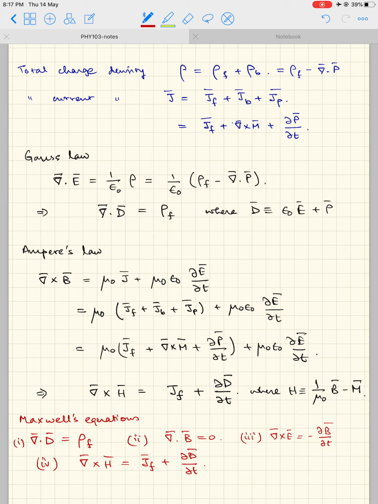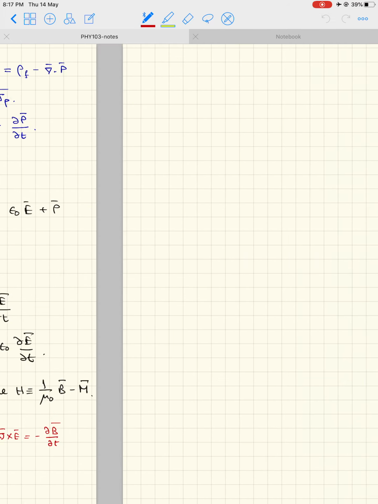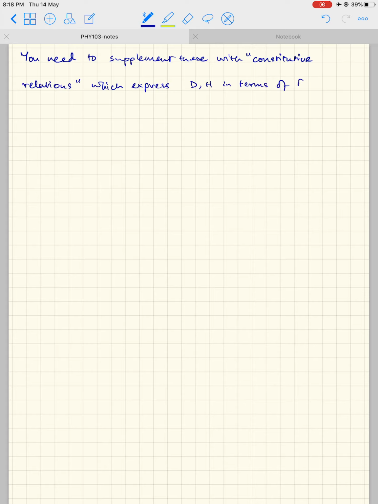So since they contain both D, H and E, B, you need to supplement these with something called constitutive relations, and these express D and H in terms of E and B. Okay.